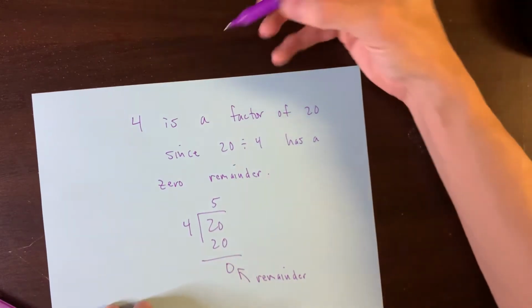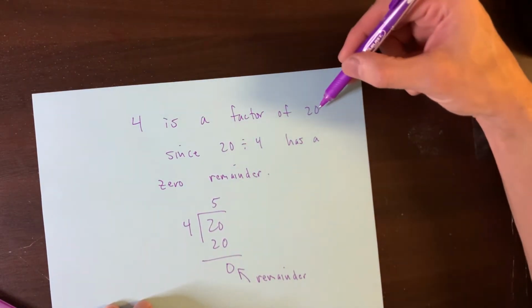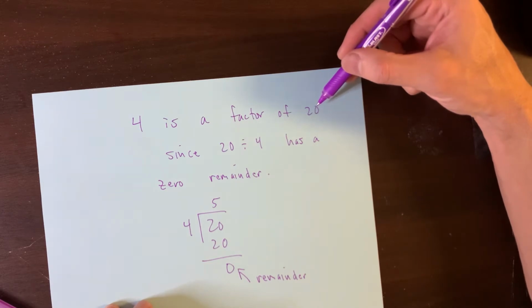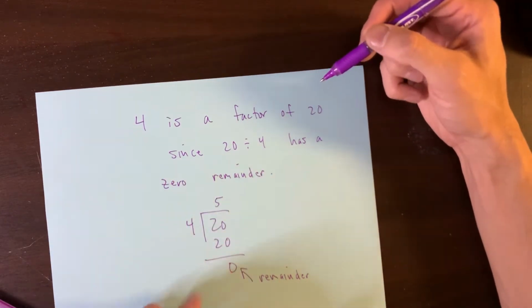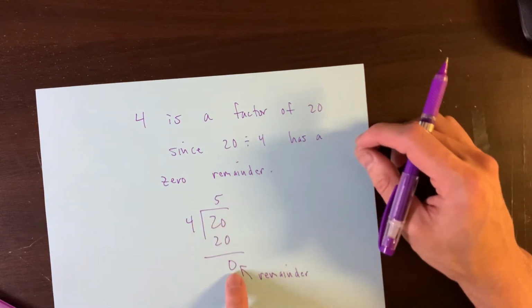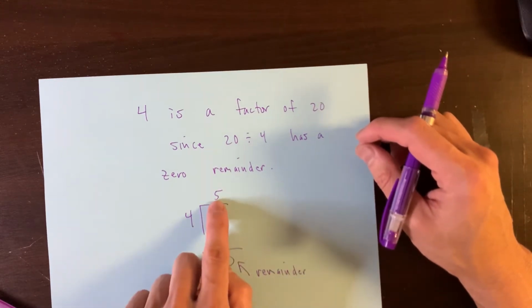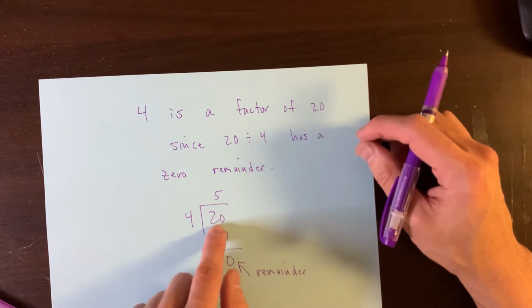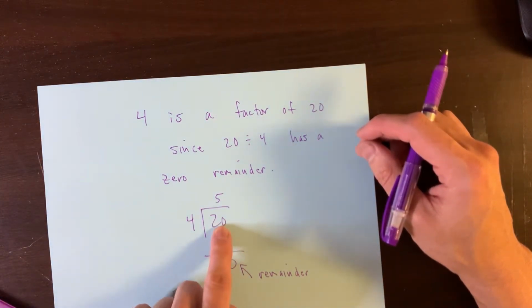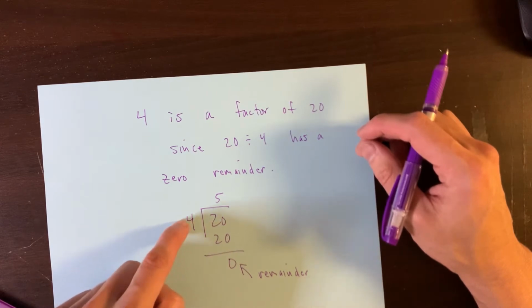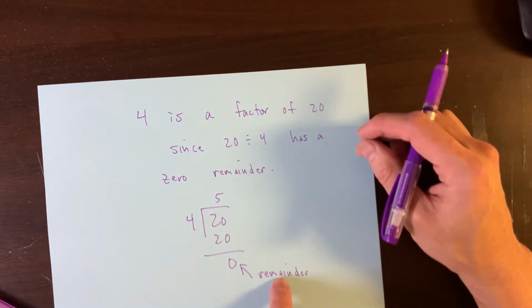I can tell you that 4 is a factor of 20. And I know that's true because 20 divided by 4 has a remainder of 0. Watch. 20 divided by 4, the remainder is 0. I don't care how many times 4 goes into 20. I just want to point out that when you take something and divide it by a factor, the remainder is 0.